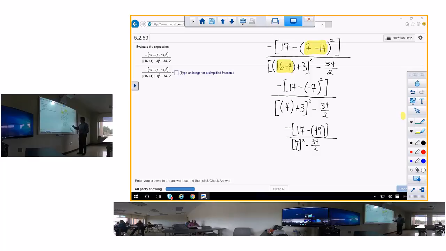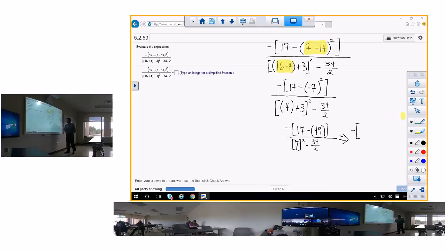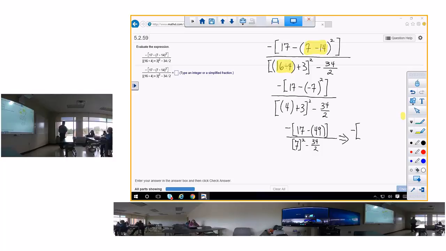Okay, I'm going to just go over here, and I'm going to do the inside of those brackets. Negative bracket. What is 17 minus 49? You have $17 in your pocket, and you owe somebody $49. You still owe them 32. Somebody help me out. So that'd be a negative 32 here.